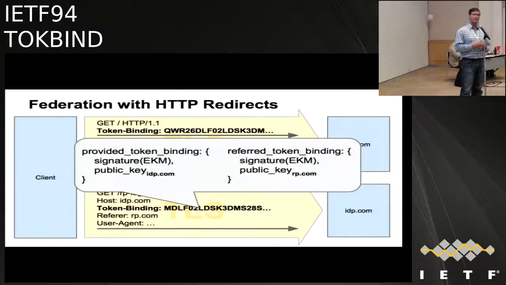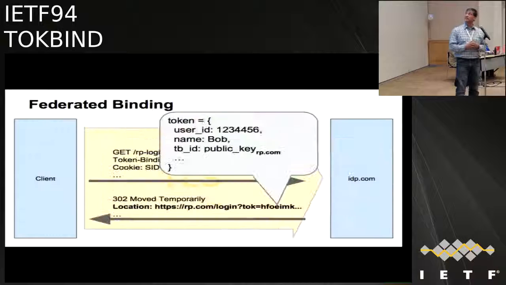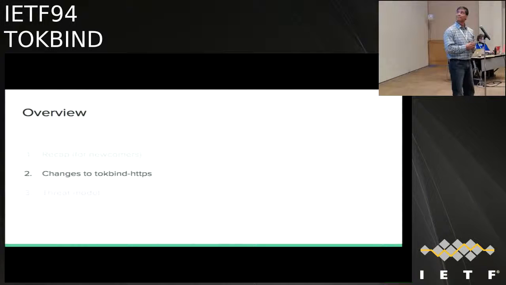So now when the identity provider issues the token, it binds it to the referred token binding ID, which is the token binding ID that the client would use with the relying party. And when the client presents the IDP-issued ID token to the relying party, it has the correct information in there. So what changed from the previous meeting to this meeting?